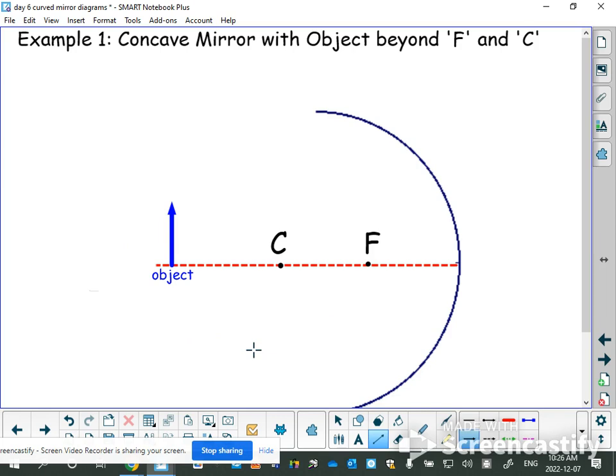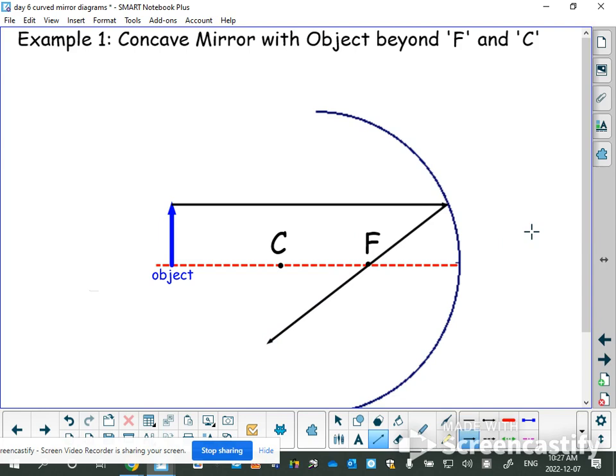All three lines are always going to be drawn the same way, and we always start them at the top of the object. We want to locate the top of the image because that will show us if the object is upside down or right side up, right? Whether it's inverted or upright. And this will be one of the characteristics we need to describe. All we're going to do is draw all three lines, locate the image where they cross, and we're good to go. So rule number one, starting at the top of the object, I'm going to go straight in like that. That one will go down through the focal point. That's rule number one. There we go.